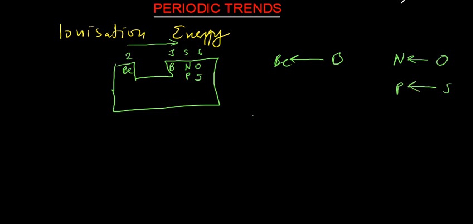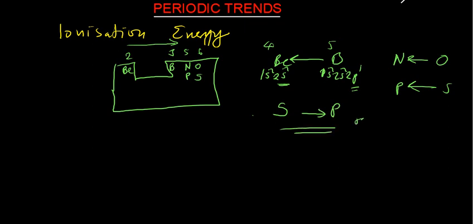But what are the reasons? So if you consider beryllium, the atomic number is 4, and then boron is 5. The electron configuration is 1s2, 2s2 for beryllium, and 1s2, 2s2, 2p1 for boron. So beryllium ends in an s orbital, while boron ends in a p. Now what you need to know is that energy from s to p reduces. The energy is going to reduce from the s orbital to the p orbital.